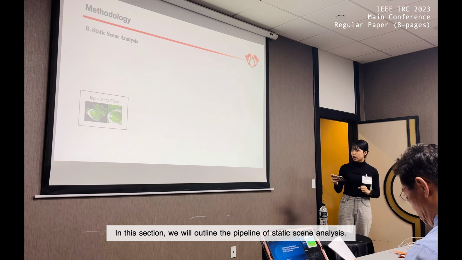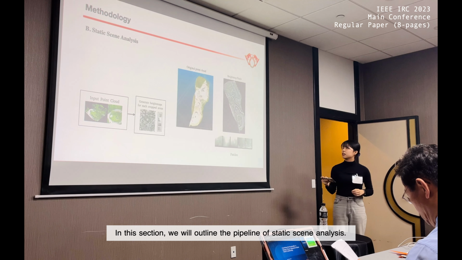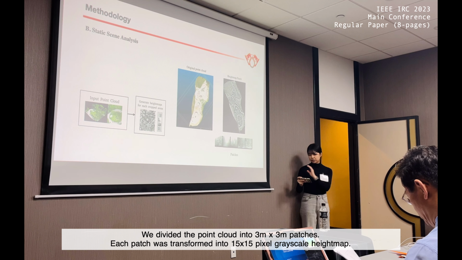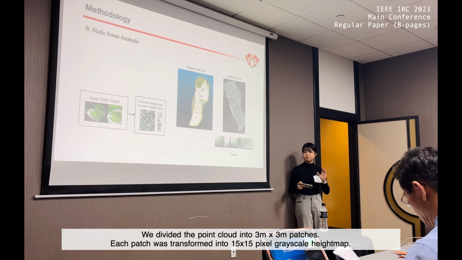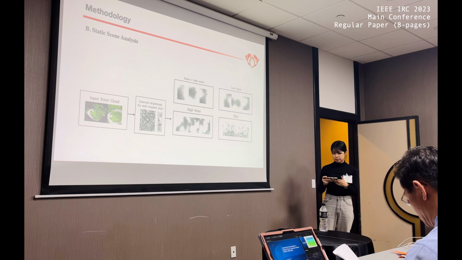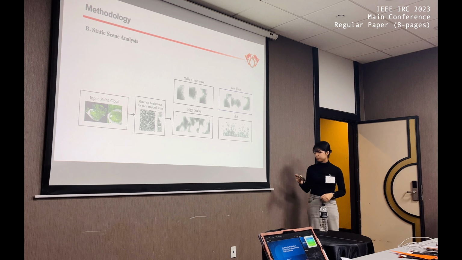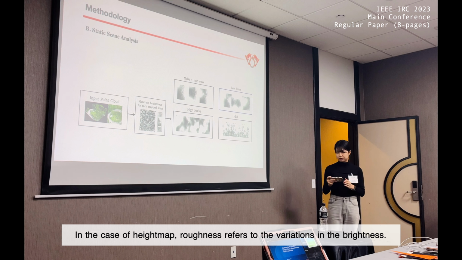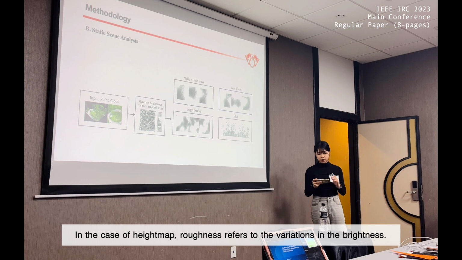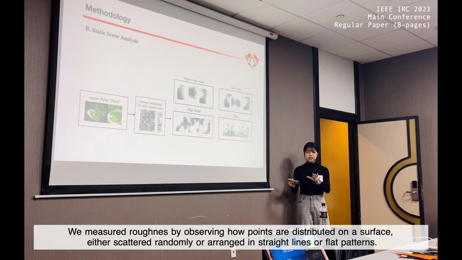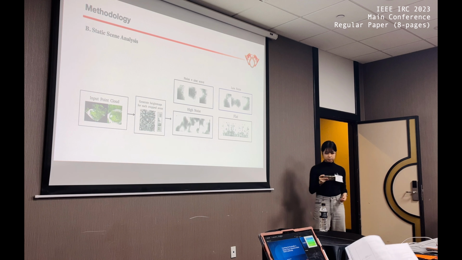In this section, we will outline the pipeline of static scene analysis. We divided the point cloud data into 3 by 3 meter patches, and each patch was transformed into a 15 by 15 pixel grayscale height map. The next step is to classify the height maps based on their image texture. In the case of height maps, roughness refers to the variations in brightness. We measure the roughness by observing how points are distributed on the surface, either scattered randomly or arranged in a straight line or flat patterns.